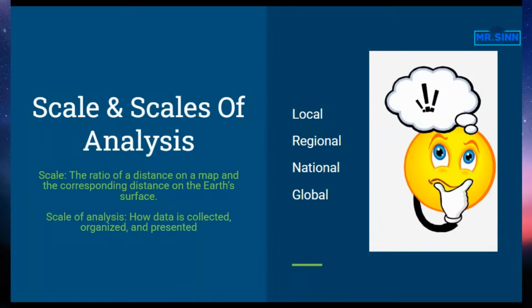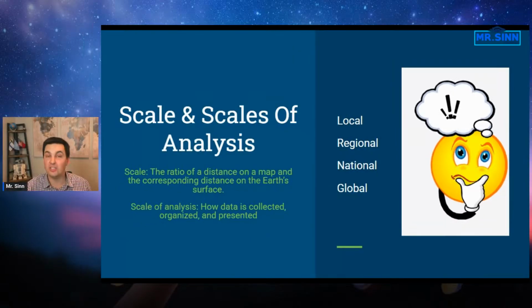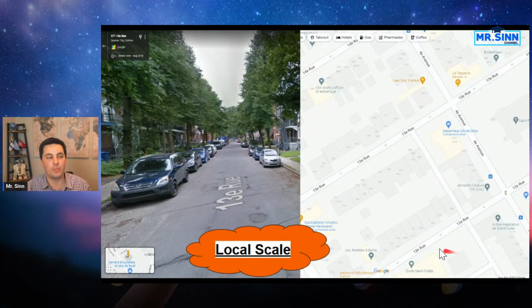Cool. So these are our different scales and scales of analysis that are the most common. We've got local, regional, national, and global. You might see subnational. Subnational would just be anything below the national. So sub meaning below, it's below the national there. All right, so here would be an example of a local scale of analysis. Again, this would also be a large scale. We can get lots of data. We can see a lot of what's going on.